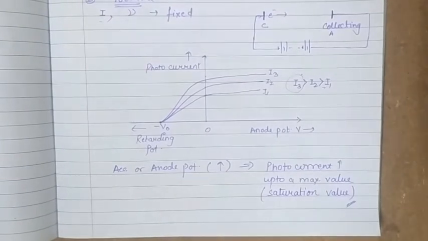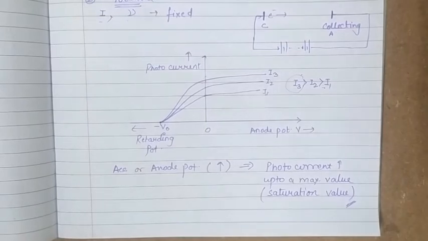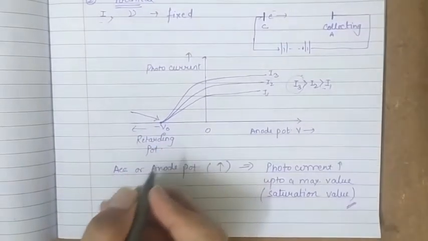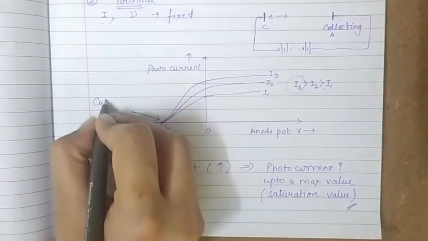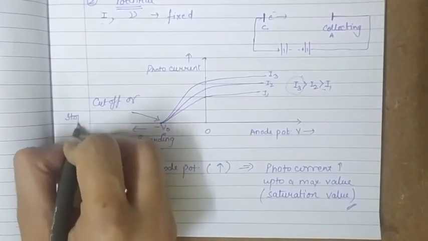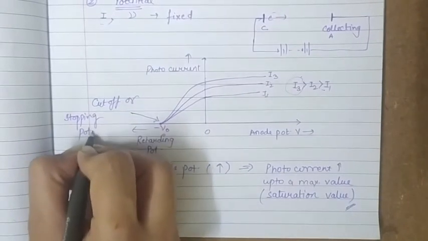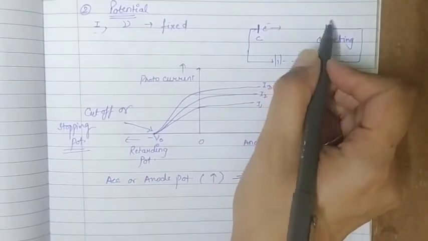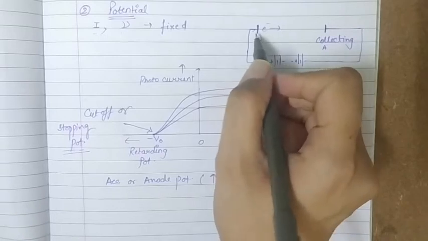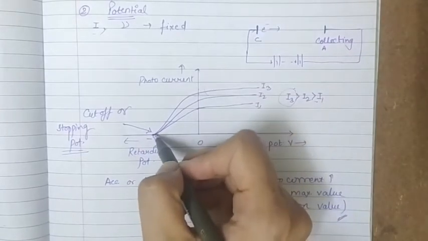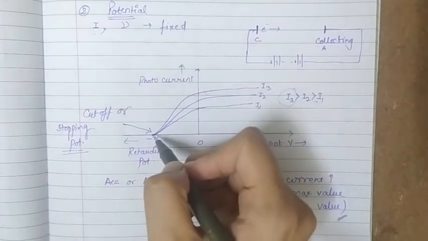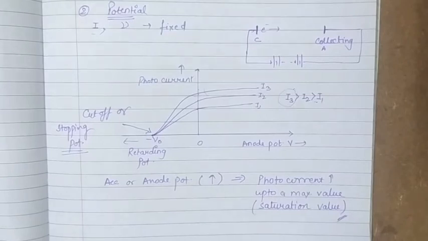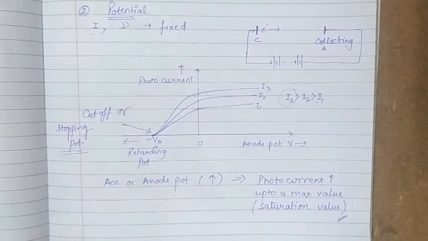retarding potential. So at a certain value of retarding potential, we get photoelectric current equal to 0, and this value V0 of retarding potential is called cutoff or stopping potential. So if we apply the retarding voltage at the collecting plate with respect to the plate C, the value of photocurrent gradually decreases and becomes 0 at a point, and the value of this retarding potential at which the photocurrent becomes 0 in the circuit is called cutoff voltage or stopping potential for that particular given frequency of incident radiation. So if we change the frequency, the value of retarding potential will also change.